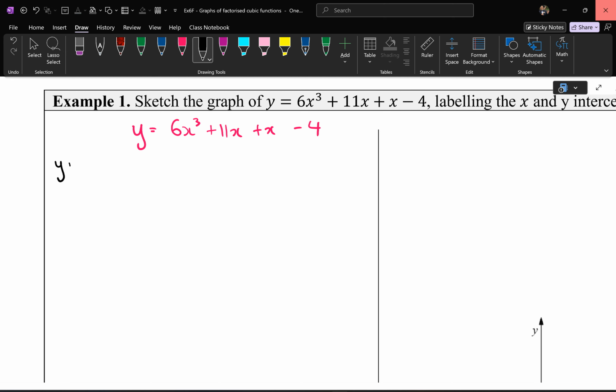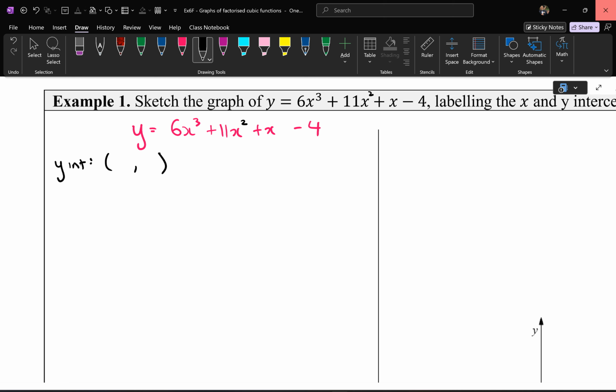First, y-intercept. What do you have to do to find the y-intercept? Yes, Anthony. Wait, is the 11x supposed to be squared? Yes, you're right. Thank you. I forgot to put a square there. Square here and square there.